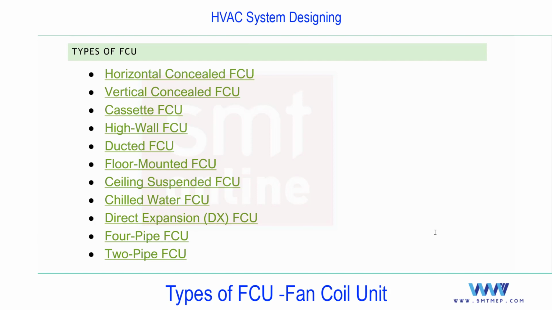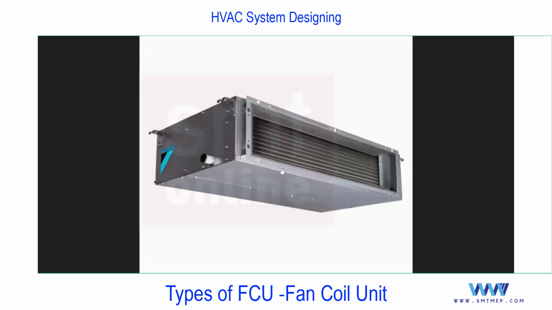So you see, the first in the list is a horizontal conceal FCU. Conceal means which is not visible. What we discussed in a split system, like high wall, cassette, freestand, all comes under decorative type. Conceal, let me show you the image. You'll get the idea. This is a conceal FCU.